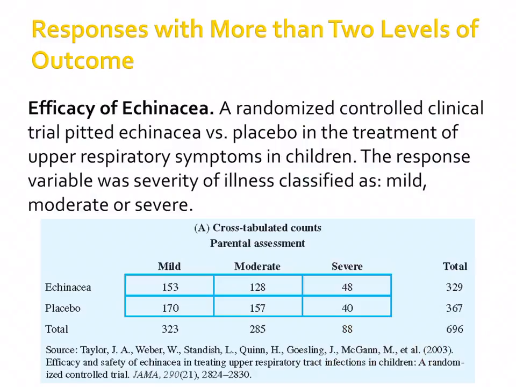So here we had the efficacy of echinacea. It's a randomized controlled clinical trial pitting echinacea versus placebo in the treatment of upper respiratory symptoms in children. The response variable was severity of illness, classified as mild, moderate, or severe. So you have two groups, but we actually have three different potential outcomes. You have mild, moderate, and severe for the placebo and echinacea, and then you have your column totals, and your row totals off to the side.